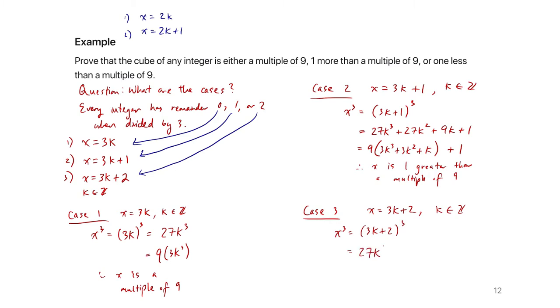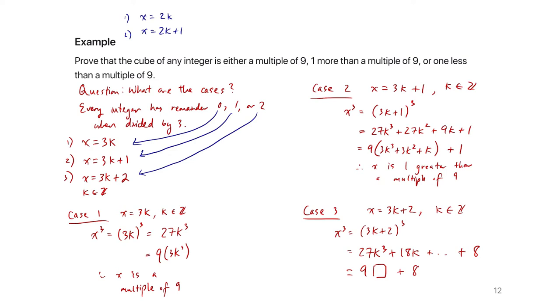Twenty seven k squared plus, let's see, 9 times 2 = 18. Whatever. You end up showing that it ends with a plus 8. Okay? The specific terms don't matter. And you end up showing that you can write it as 9 times something plus 8.